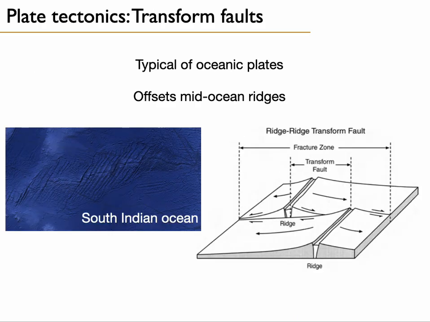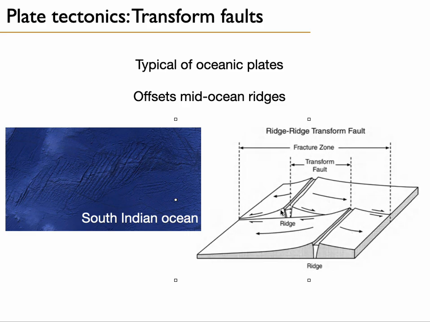Now let's discuss the case of transform faults, and we go down to the South Indian Ocean. You see this beautiful picture. What you see on this picture is a mid-ocean ridge which is dissected by transform faults. So you can think that you have a ridge, and the ridge is a divergent boundary. So material goes, for example, to the right here and to the left there.